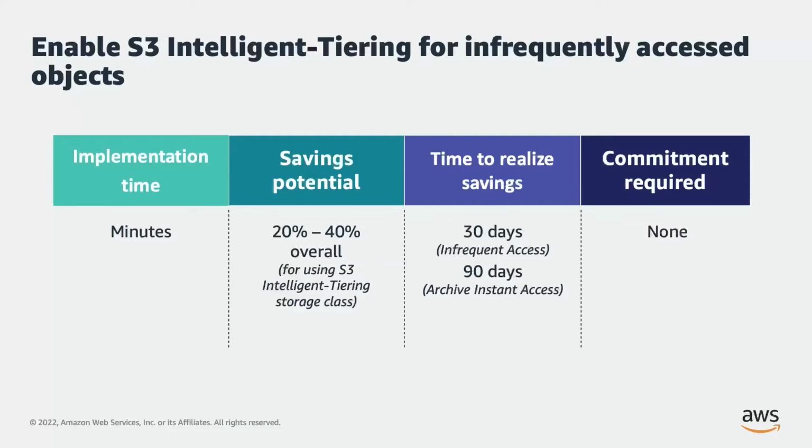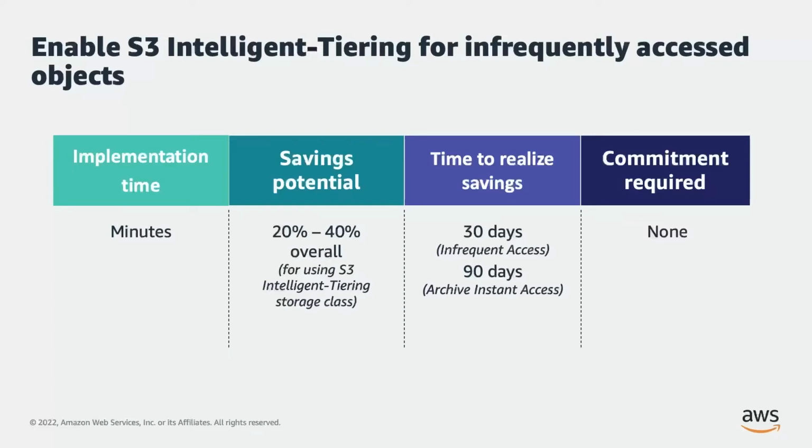And then it takes 90 days, which is the previous 30 plus 60 more days, to further increase savings for objects transitioning to the archive instant access tier. And at this point, you're getting a 68% discount. So we have seen customers saving overall between 20 to 40% on S3 storage costs by using this tier.